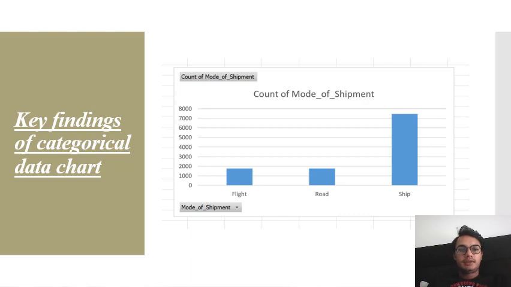This slide is the key finding of the categorical data chart. It shows the flight, road and ship count of the mode of shipment, from 0 to 8000. As shown, the most parcels consumers like to send are by ship, and the least are by road and flight both. Let's move to another slide.